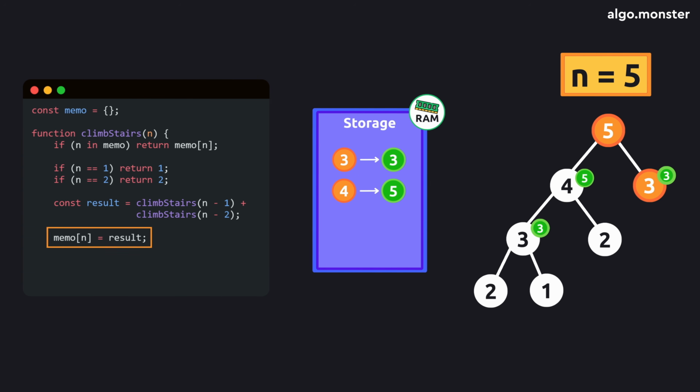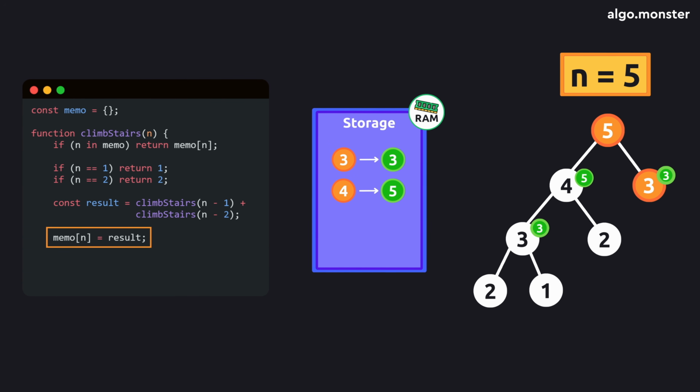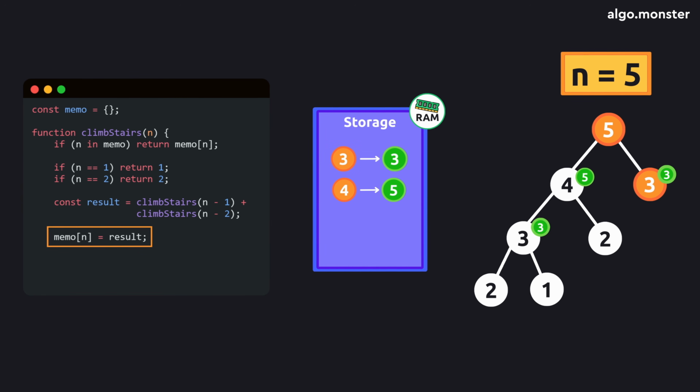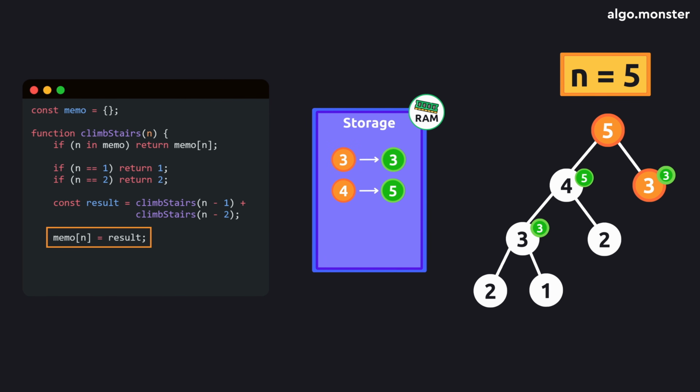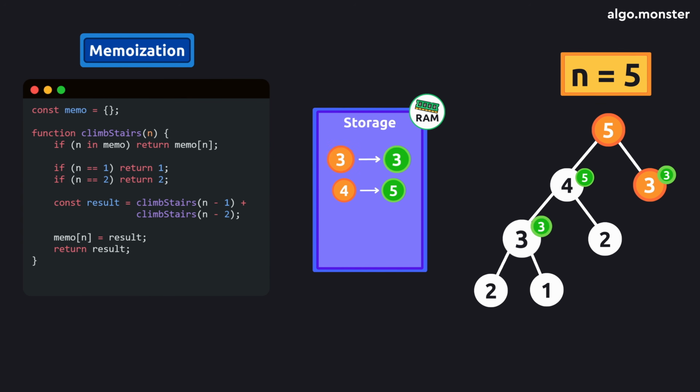But now there's one extra step. After computing the result, we store it in the hash map using the step number as the key. That way, the next time we need this value, we can instantly reuse it. Only after that do we return the result. And what we've just done is called memoization, a technique where we store the results of previous function calls so we don't recompute the same thing when the same input appears again. In other words, memoization is recursion with memory.